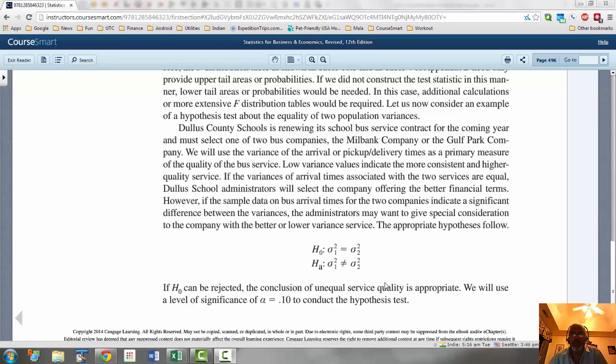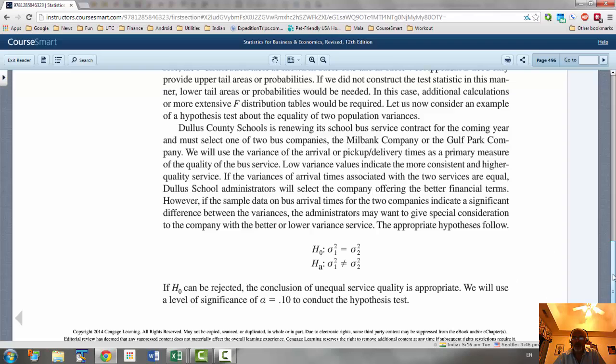Now we're going to look at an example of hypothesis testing for two population variances. Here we have a county school that has a school bus contract, and we're going to look at the variance of arrival or pickup delivery times as the primary measure of quality for the bus service. So we have two different companies, Millbank and Gulf Park, and we want to see whether the variance of delivery and pickup times for the two companies are the same or not. And we want to use alpha of 0.1 or 10%.